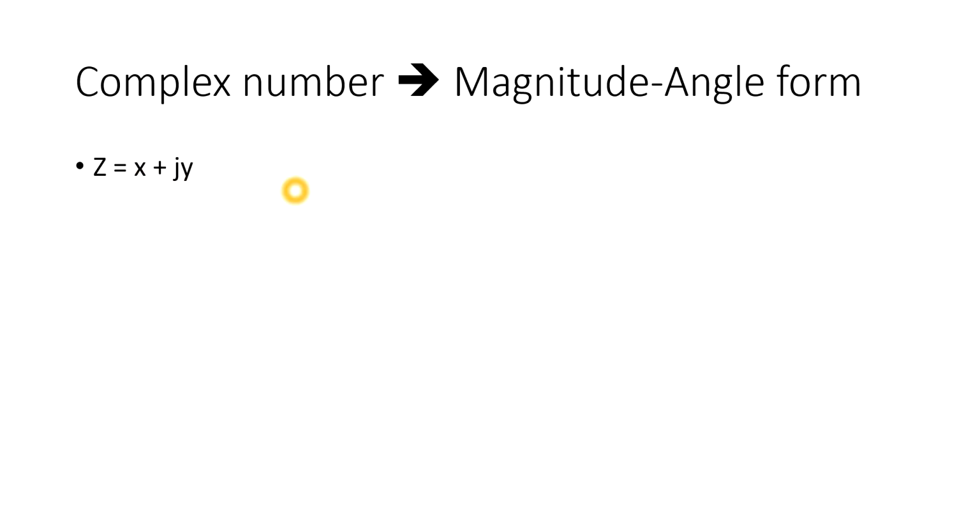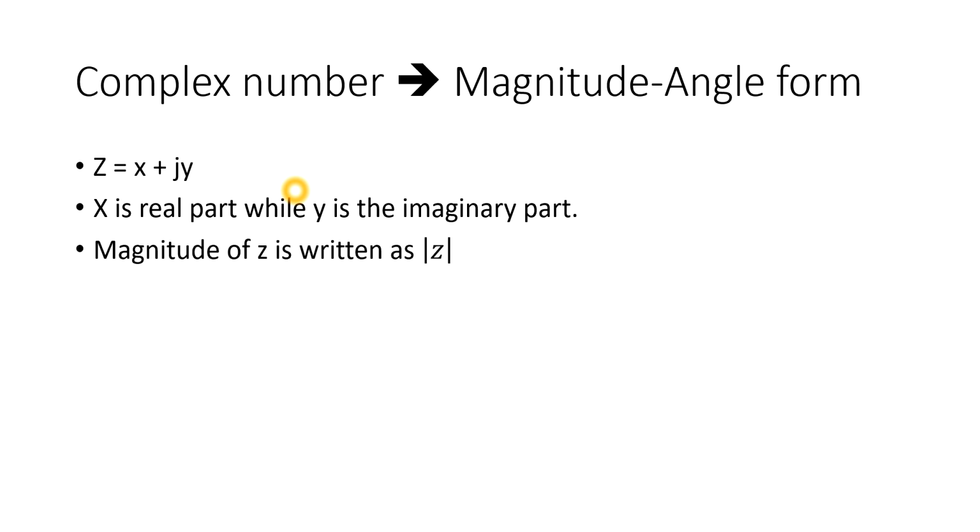When you are given a complex number in this form, you should be able to write it in another form called magnitude angle form, or amplitude phase form, as sometimes they call it. So let's do that. x is the real part and y is the imaginary part. If you want to find the magnitude of that complex number, it's written in this way. You put a double bar and then insert the symbol z there, and you use this formula: the square root of the real part squared plus the imaginary part squared. Of course, j is going to disappear in this formula because j squared is equal to minus 1.